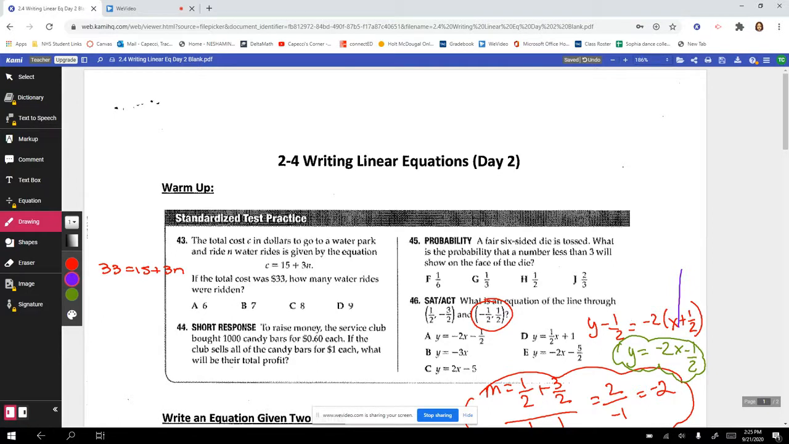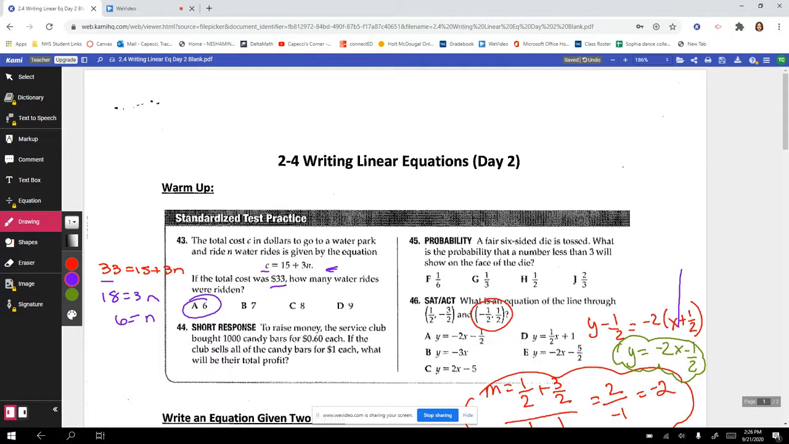The first one says, the total cost C in dollars to get to a water park and ride N water rides is given by the equation C equals 15 plus 3N. If the total cost was $33, how many water rides were ridden? So we have 33 as our total cost. N is the number of rides, so I just have to solve for that. So I have 18 equals 3N. So N is equal to 6. That's 6 rides, letter A.